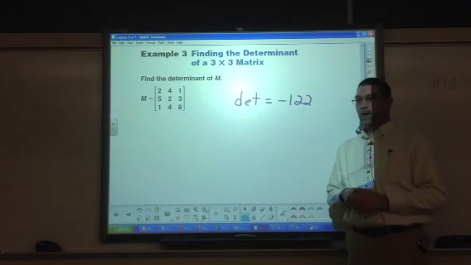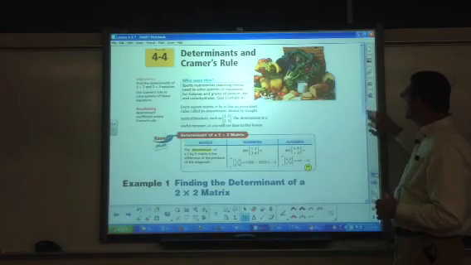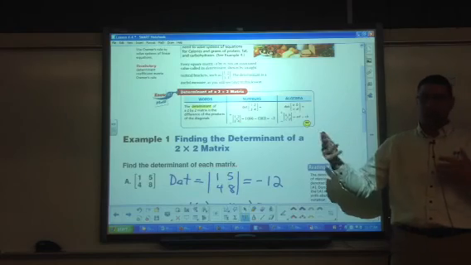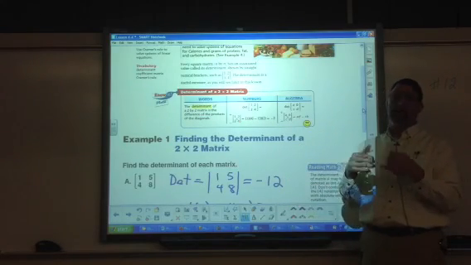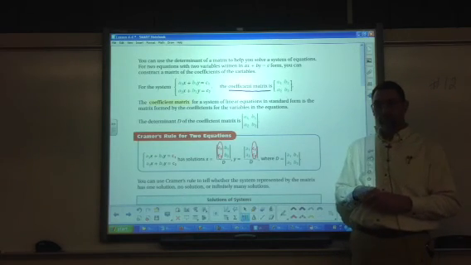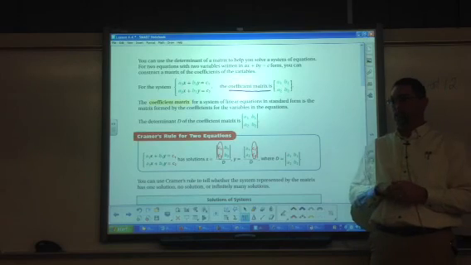Okay. All right, so that determinant's pretty easy with the calculator. Find the determinant of a 2 by 2. That's not too bad, a little multiplying and subtracting. You just have to make sure you're doing it in the right order. Cramer's rule. Doing determinants, making sure numbers are in the right order. Any questions?